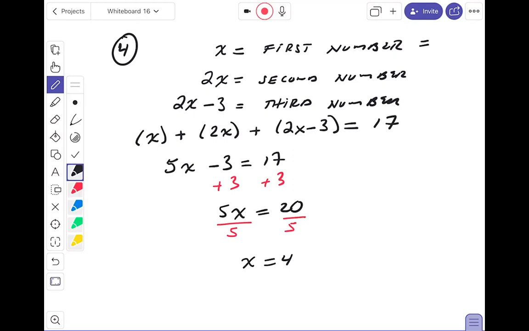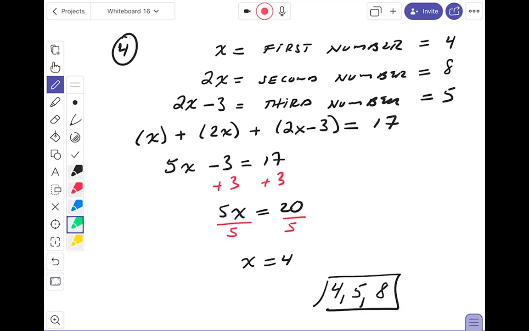So I'm ready to write the number down. The first number is going to be 4. The second number is twice x, which would be 8. And the third number is going to be twice x, which is 8, minus 3, which is 5. So what are the numbers? 4, 5, and 8. I'll put a box in that. Look at the key, see if you got it right. Where they say the numbers are 4, 5, and 8. Relatively simple.